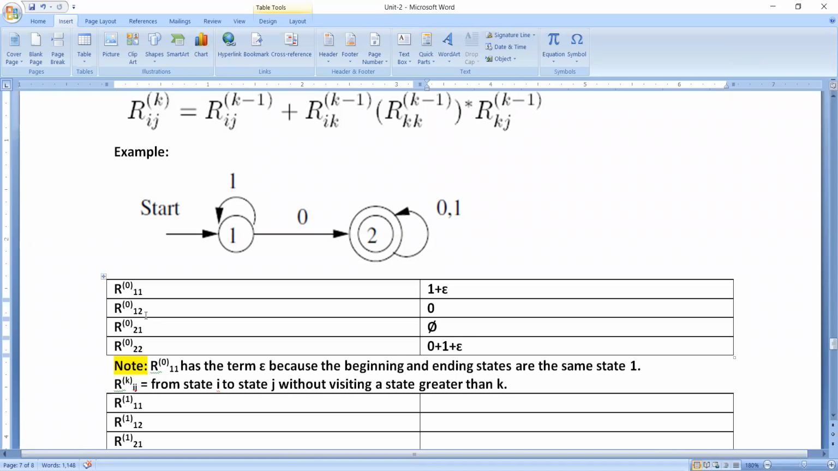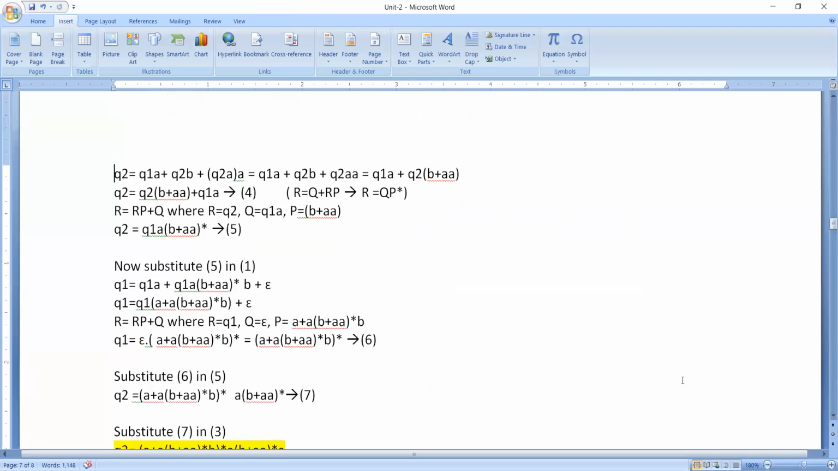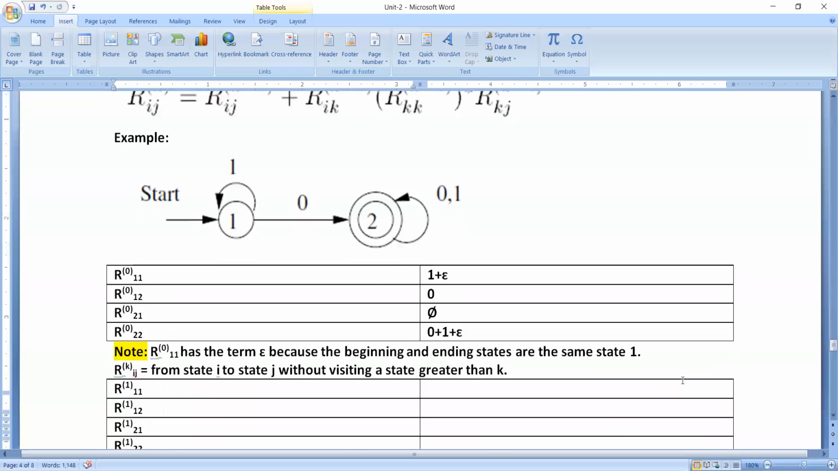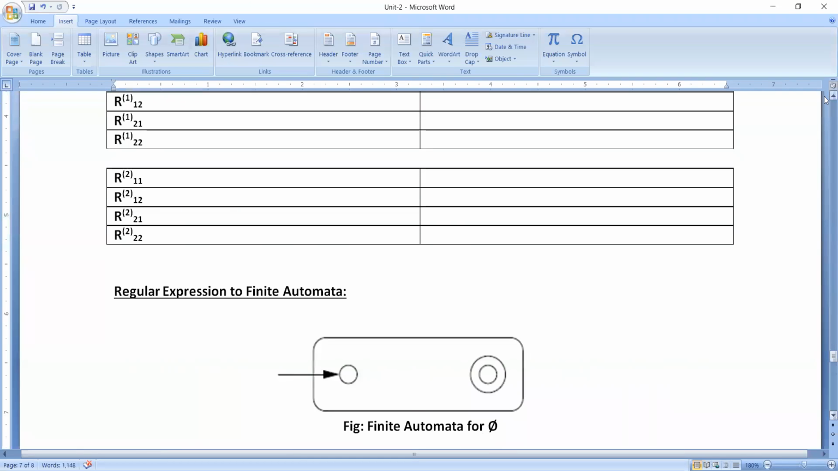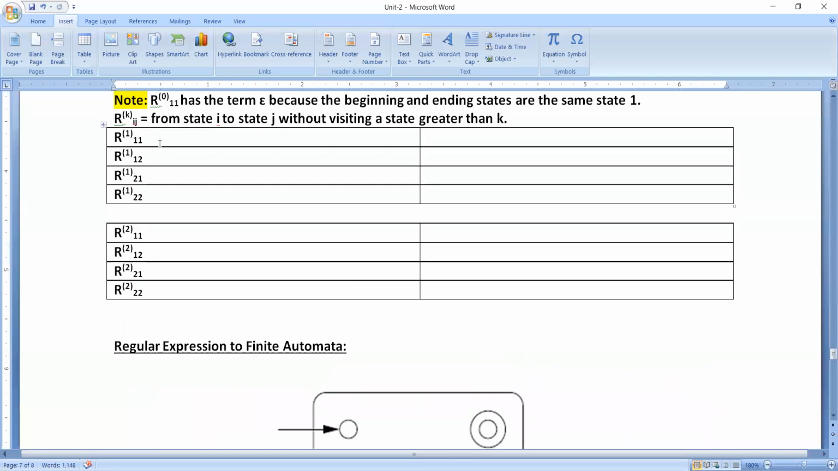So this is the table which we have constructed without any intermediate states. The next thing we need to do is, using this information, construct the same information with one intermediate state and two intermediate states. What is the meaning of this? I already told you what r power 1 of 1 1 represents. Now we are trying to search for a path where we have one intermediate node, and for this one we have two intermediate nodes.